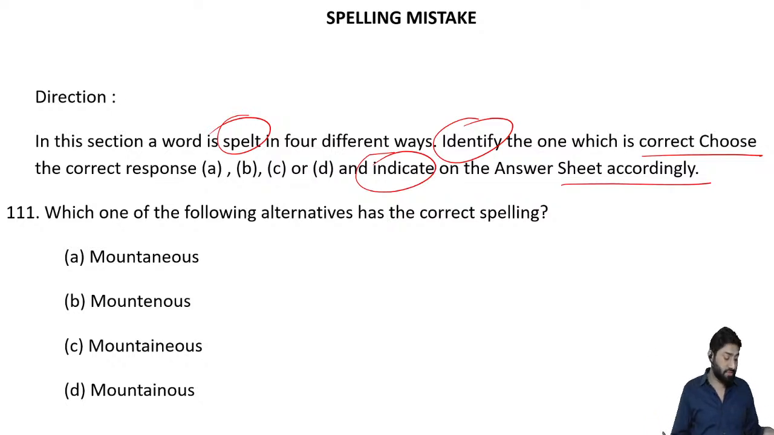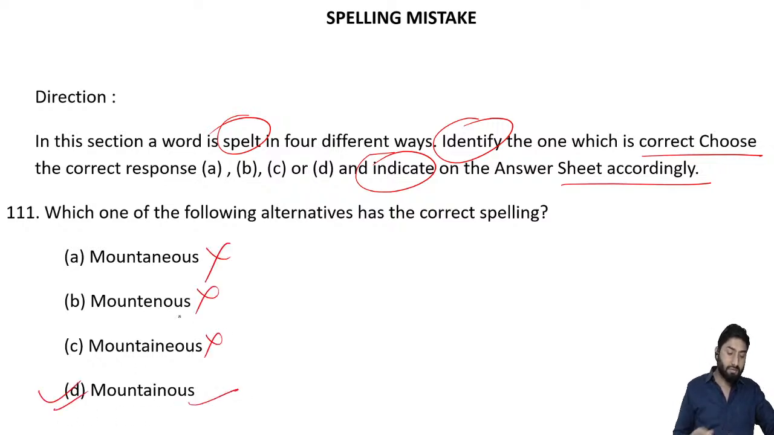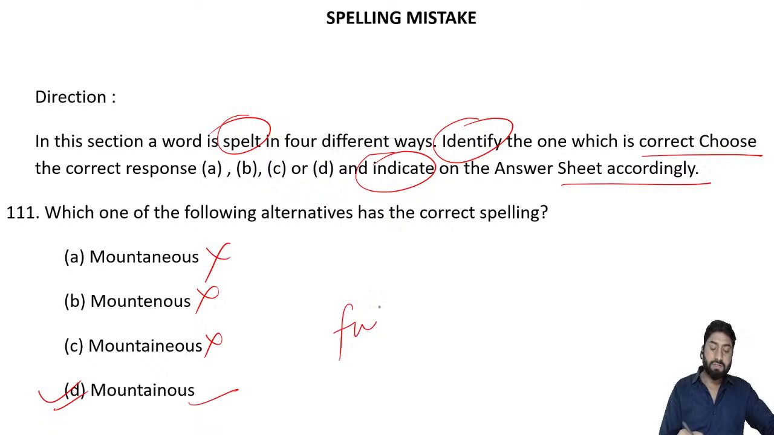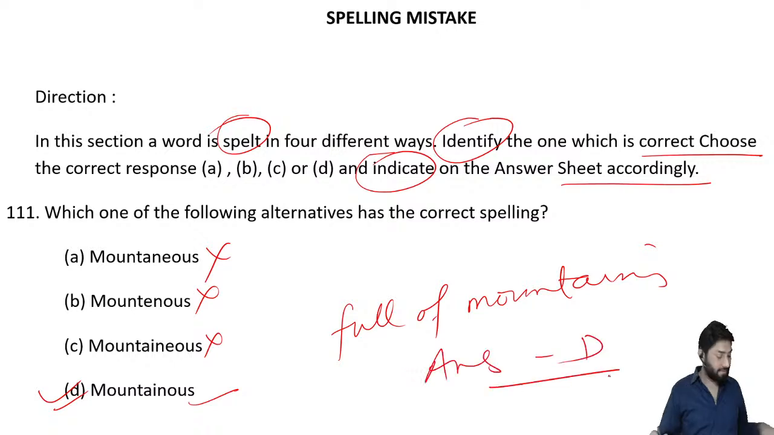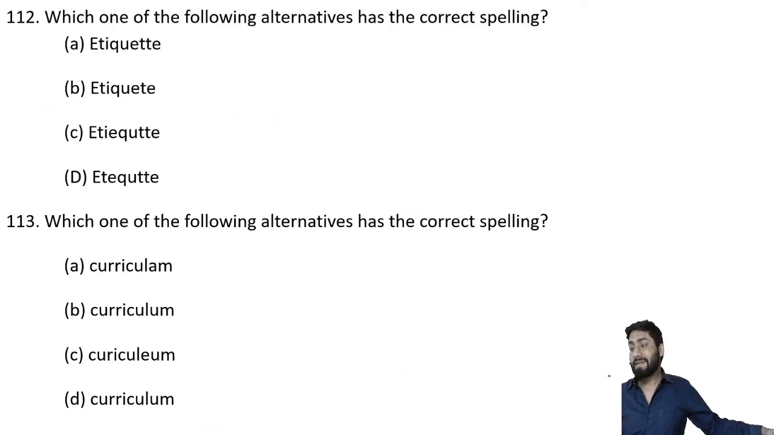Which one of the following alternatives has the correct spellings? Mountainous, I know you know what mountainous means. Mountainous means full of mountains. That place is called mountainous. So if we talk about the spelling of mountainous, 111, come on, let's talk. The first cannot be it, mountainous is formed from mountains, so this last one is the correct spelling, all the others are wrong. So D is the correct one, mountainous, full of mountains, you know that, right? So the answer is D. Let's move to the next one.